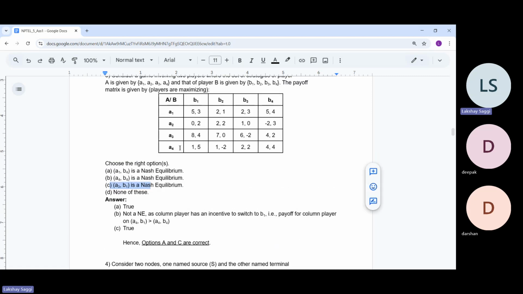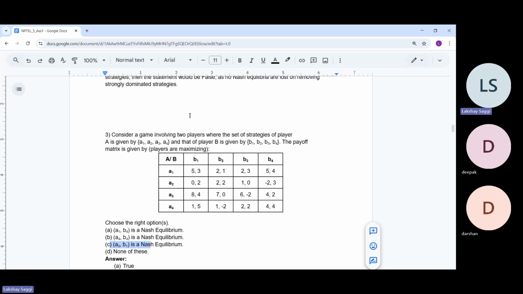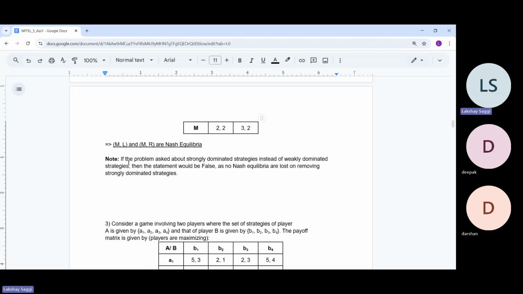Also note that these same problems, I had also discussed in the Monday 6 to 8 p.m. sessions, whose recording has already been uploaded to YouTube. So if you want to revisit this question, like why was this A3, B1 a Nash equilibria, or why was it not, you can just go to YouTube and see that recording also.